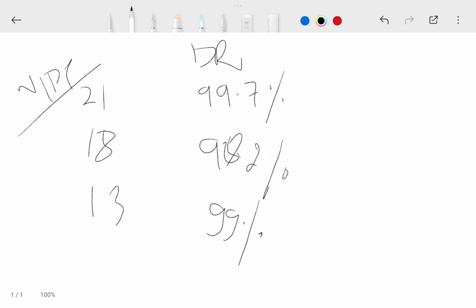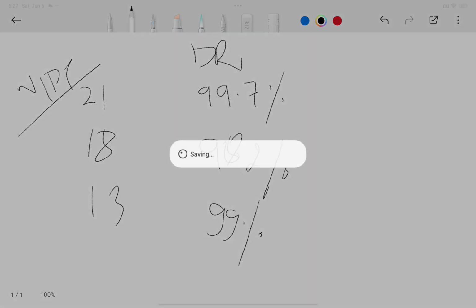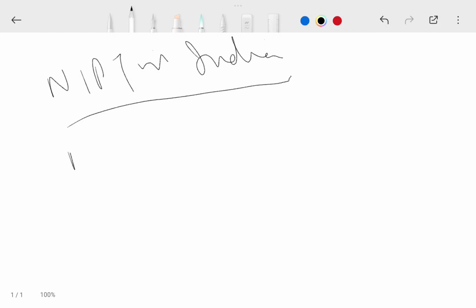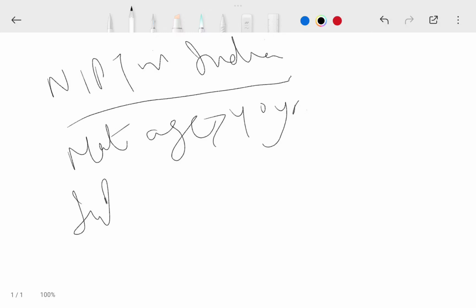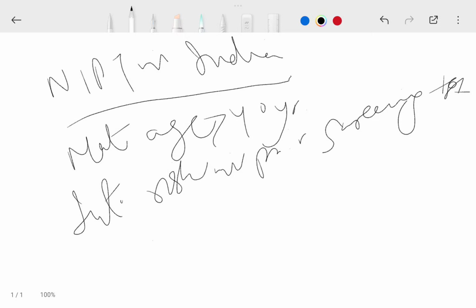So NIPT in India is offered for these indications. It is offered to very few women because it is very costly also. When the maternal age is more than 40 years, you have to offer this to the patient. Then if the prior screening result shows intermediate risk, or the soft markers of aneuploidy are positive.